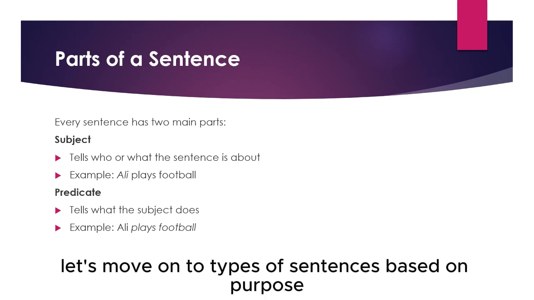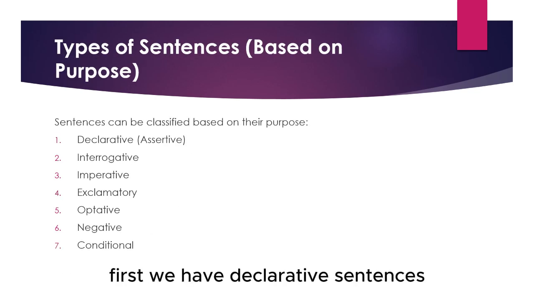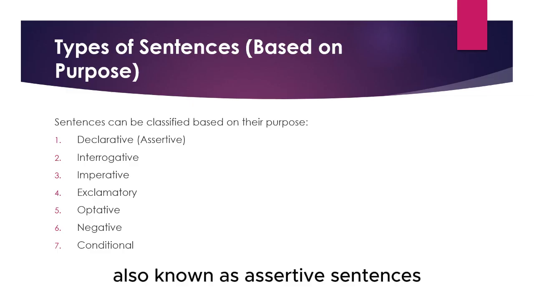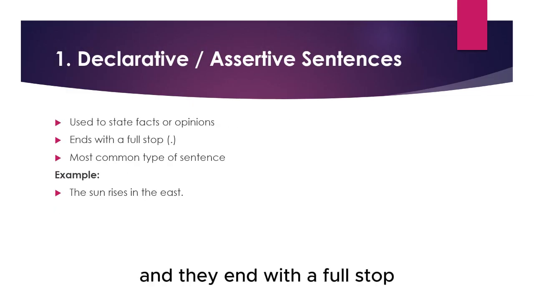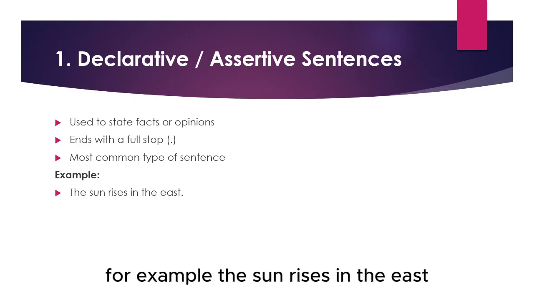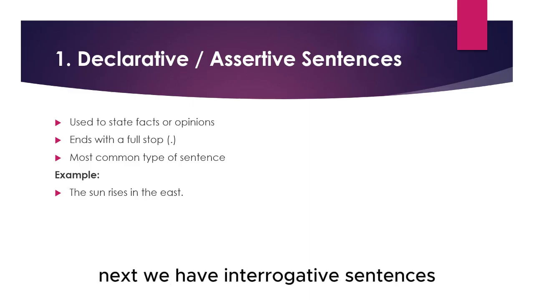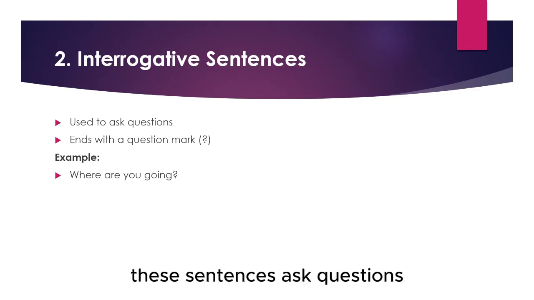Now let's move on to types of sentences based on purpose. First, we have declarative sentences, also known as assertive sentences. These sentences state a fact or an opinion, and they end with a full stop. For example, the sun rises in the east. Next, we have interrogative sentences. These sentences ask questions and end with a question mark. For example, where are you going?